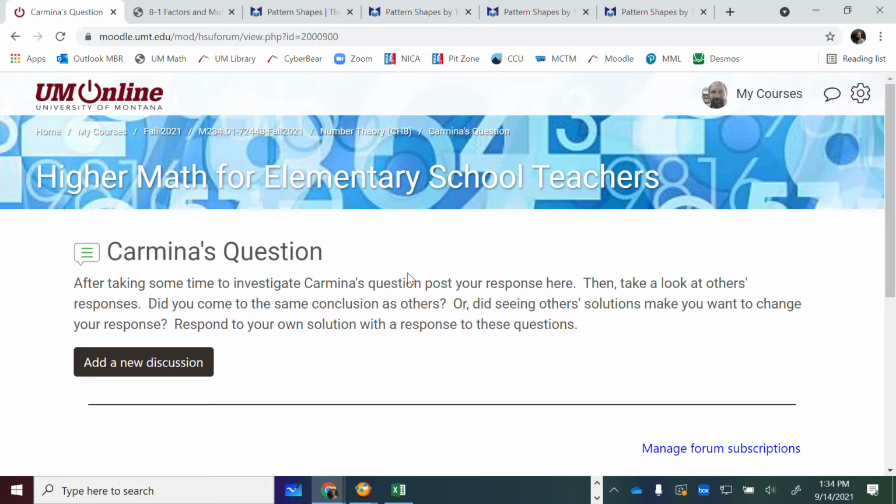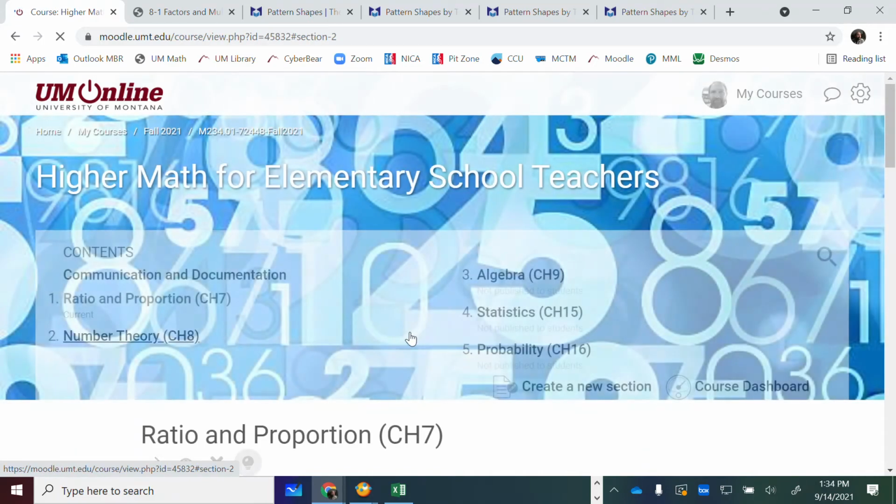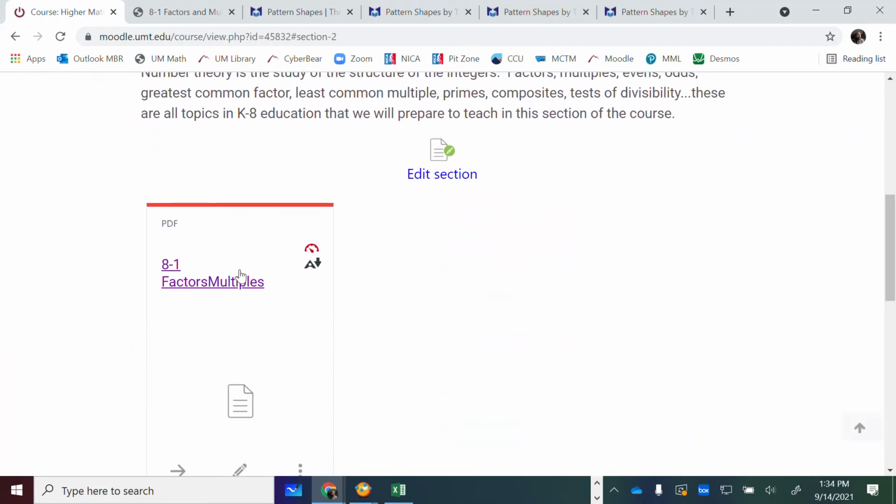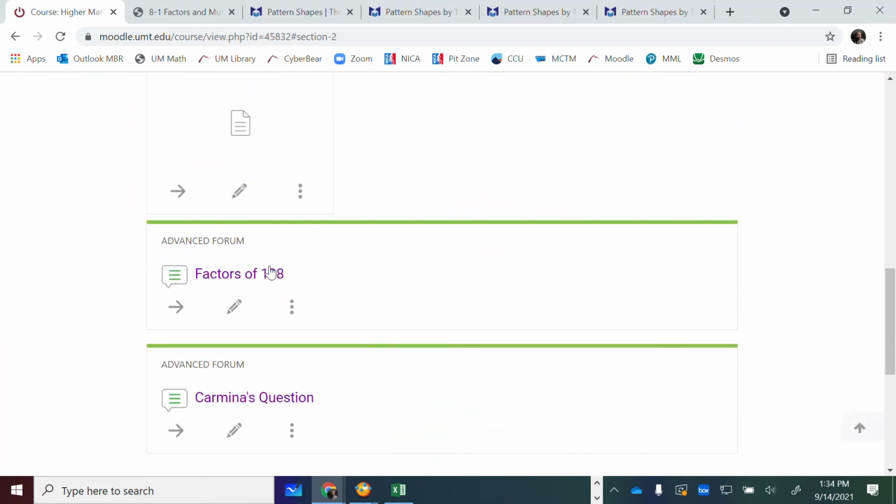Both of these forums are called Q&A forums. So in other words, I've set the modality so that you can't see what other people have posted until you post a solution yourself. So if you're looking for a peek, you won't get it until you post your solution first. So that's about it for today. I've done about 27 minutes, but you should have at least 5 or 10 minutes here of posting your solutions to both of these questions. And remember that those are found in the number theory section of our course. Here's the slides, and here are the 2 forums I'm asking you to use to check your understanding of today's lecture.